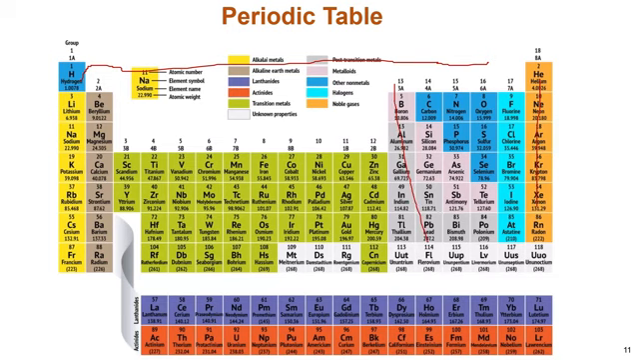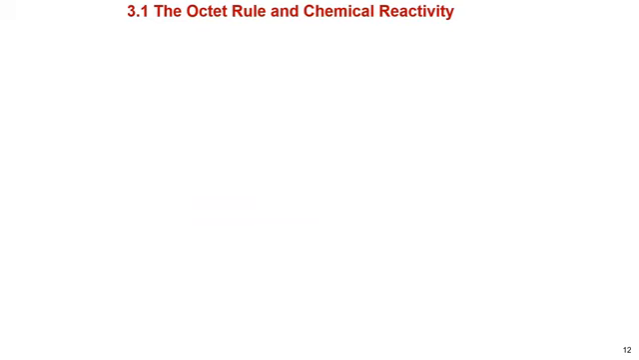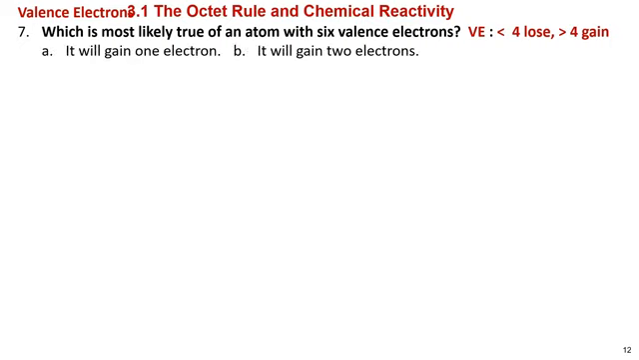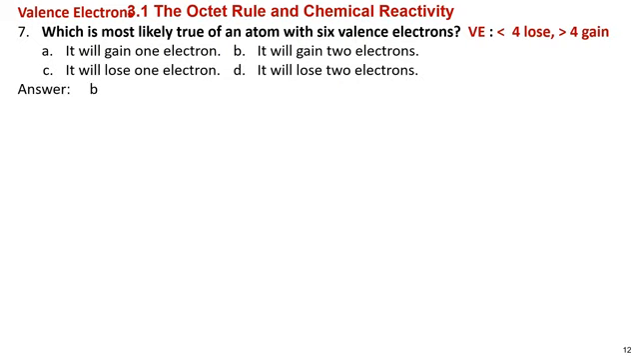Which is most likely correct for an atom with 6 valence electrons? If an atom has less than 4 electrons, they lose them. Normally, less than 4 is 1, 2, 3. They make a plus 1 cation for 1A, plus 2 cation for 2A.